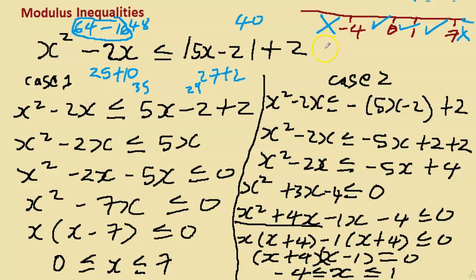So the final solution is x would lie between 7, this critical value here, so it will be less than or equal to 7, or greater than or equal to minus 4. So this would be our final solution. X is between 7 and minus 4.